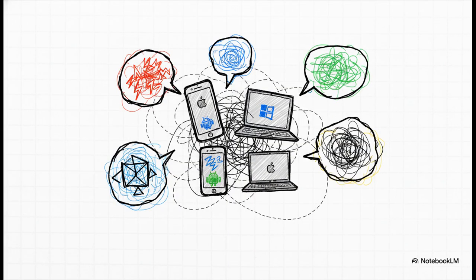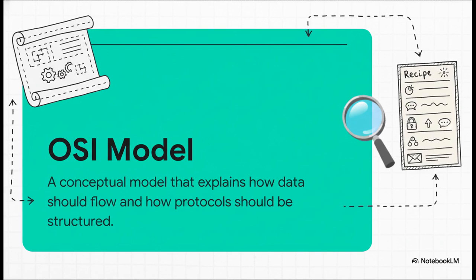And that right there is the fundamental problem network engineers had to solve. You've got iPhones trying to talk to Androids, Windows PCs sending files to MacBooks. They're all built differently, with totally different hardware and software. Without a common rulebook, it would just be pure chaos. They needed a universal language, a blueprint everyone could agree on. And that blueprint is the OSI model.